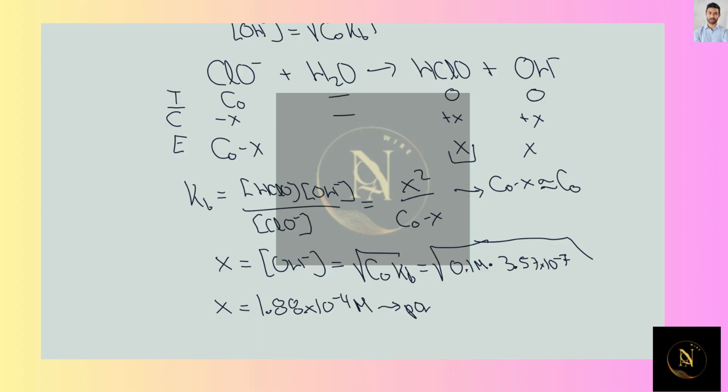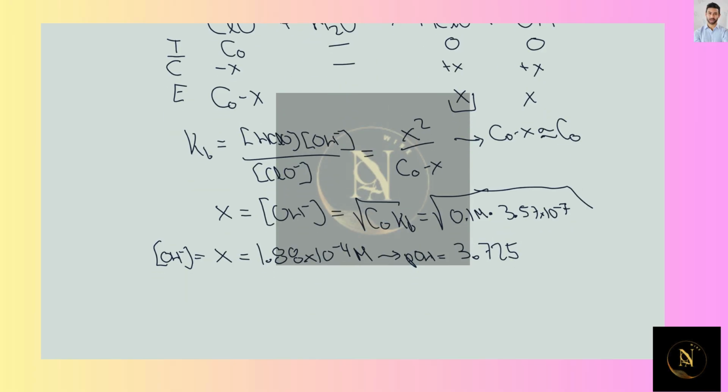Thus, the pOH, remember that this is the same as the concentration of OH minus. The pOH is going to be the minus logarithm of that, giving us 3.725. And applying the same relationship as before, pH is equal to 14 minus pOH, giving a result of 10.275. And that is going to be our final answer.